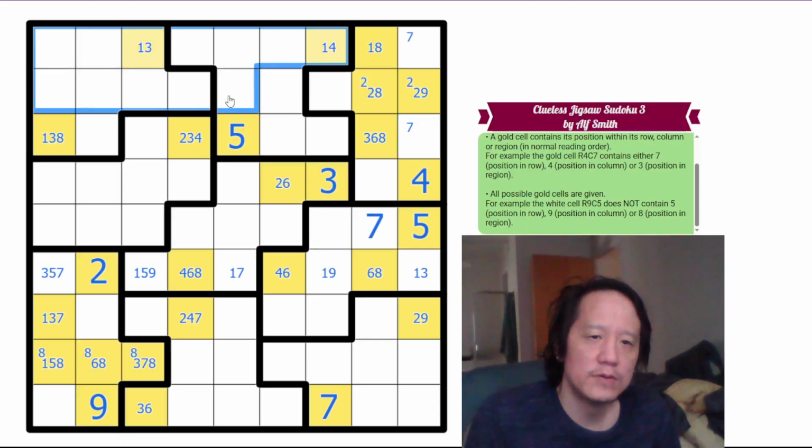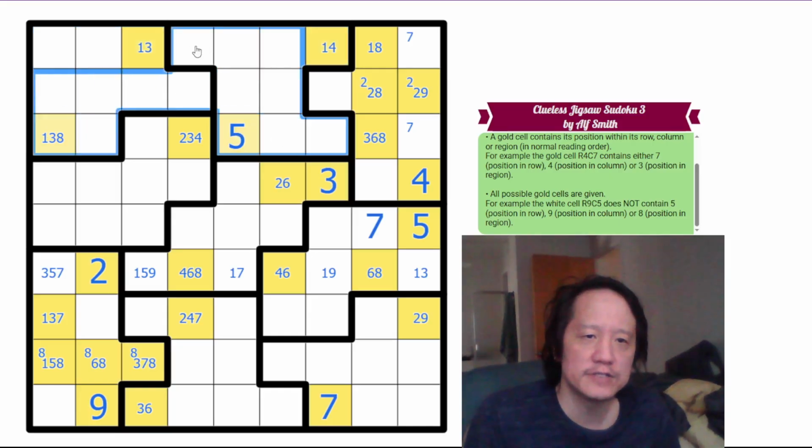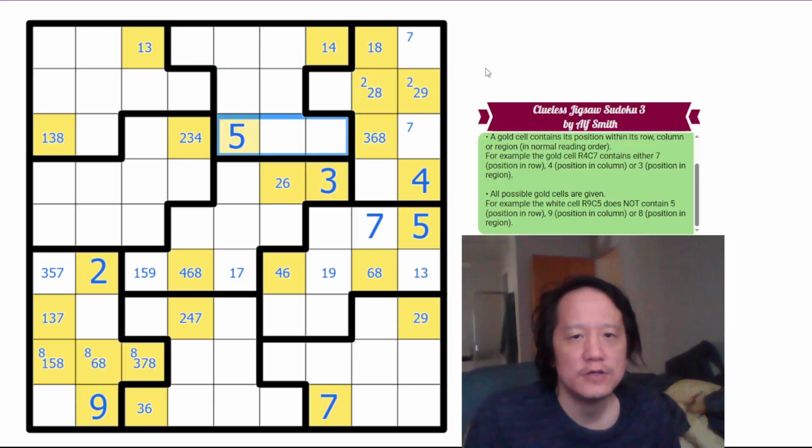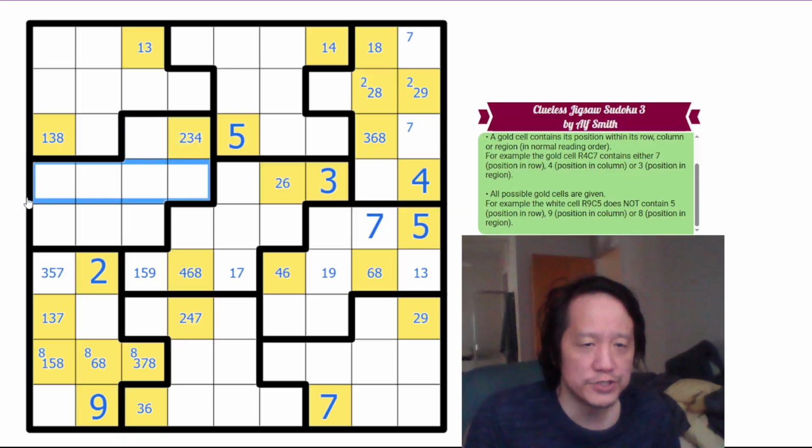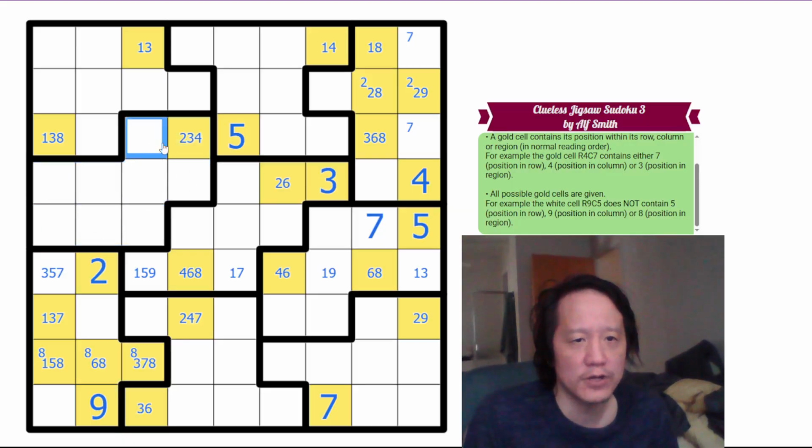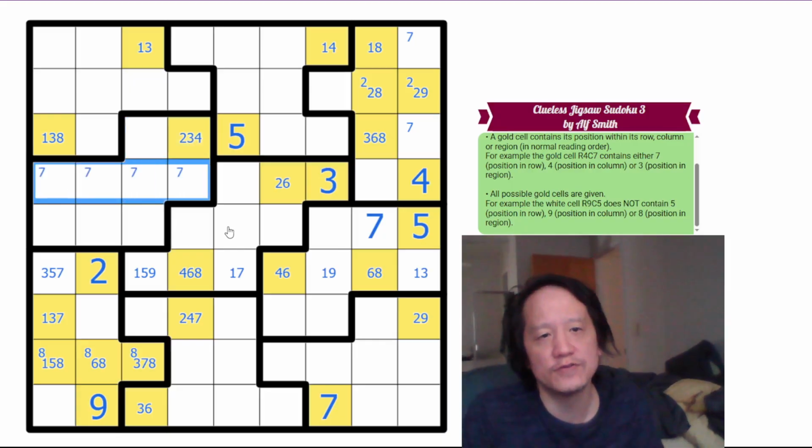In region 1 and region 2, where is a 7? It's got to be in rows 1, 2, or 3, because that's as far as the region extends to. So because of that, there's no more 7s in the rest of rows 1, 2, and 3. So this cannot be 7 here. Where's a 7 in region 4? Cannot be here, cannot be here, so it must be one of these 4.